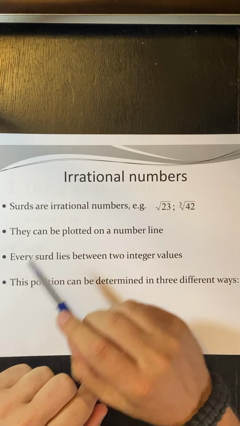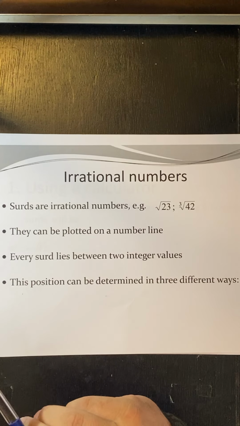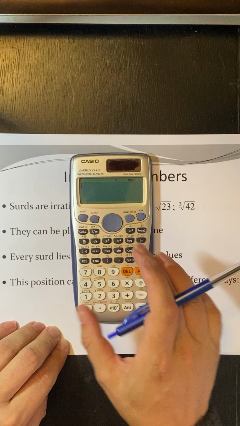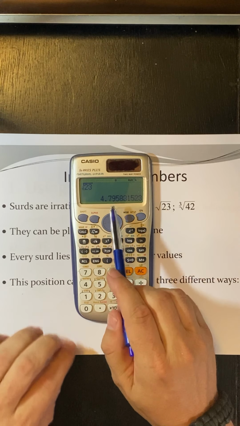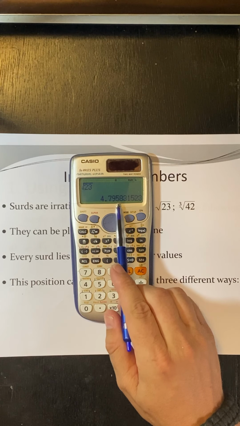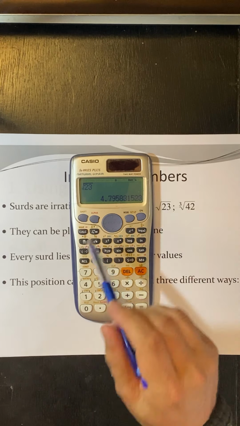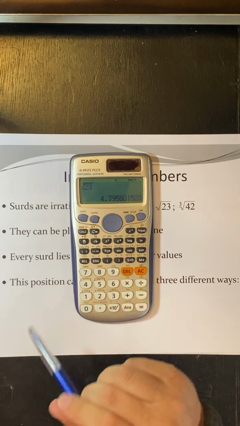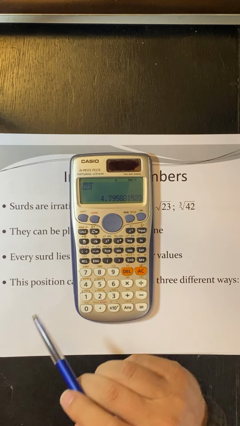Okay, so irrational numbers. Surds are irrational numbers, for example, the root of 23. Just to show you on the calculator, the square root of 23, and we get this number here, 4.79583153, and it carries on. The calculator is just rounding it off. You can see that's irrational: it's non-terminating and it's not repeating.